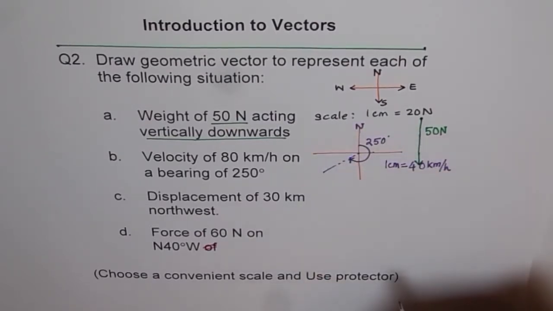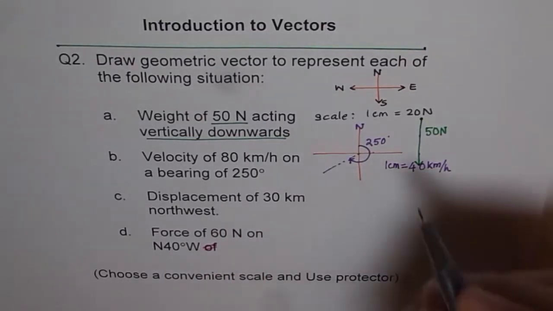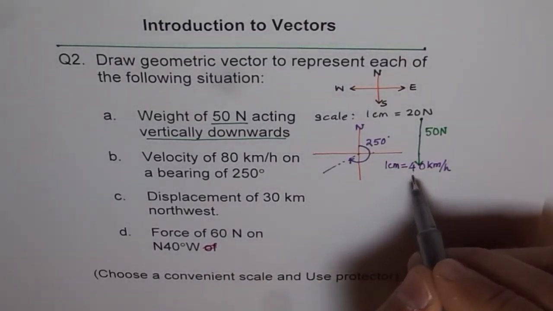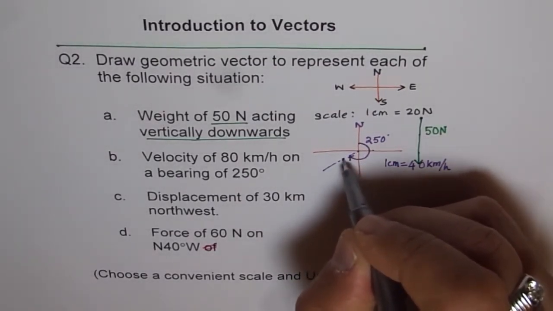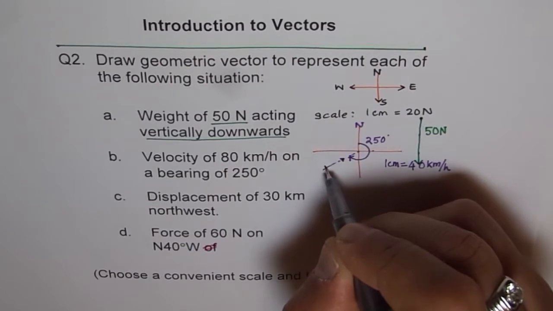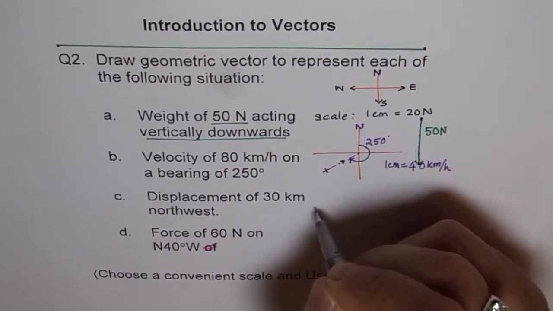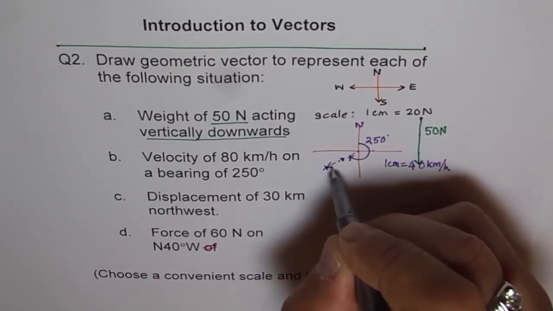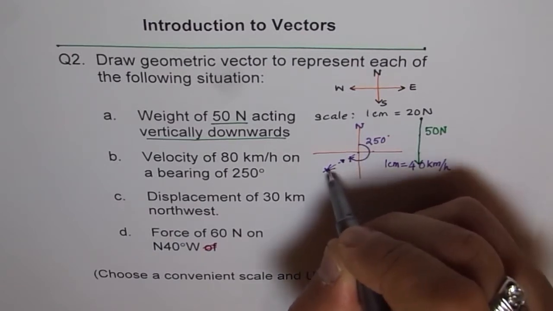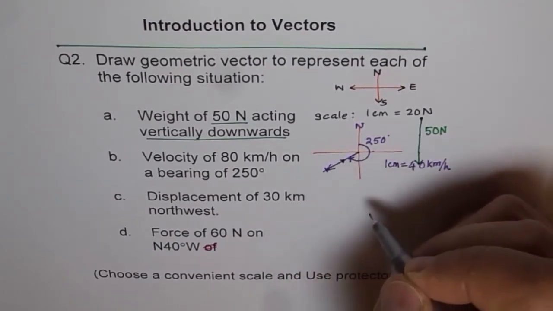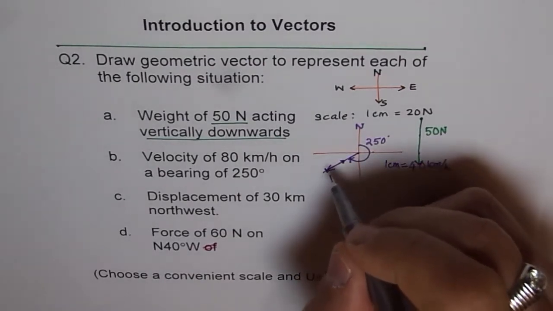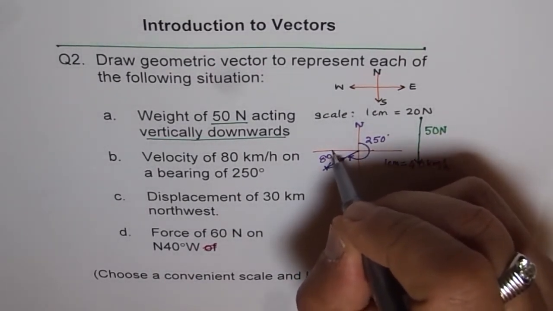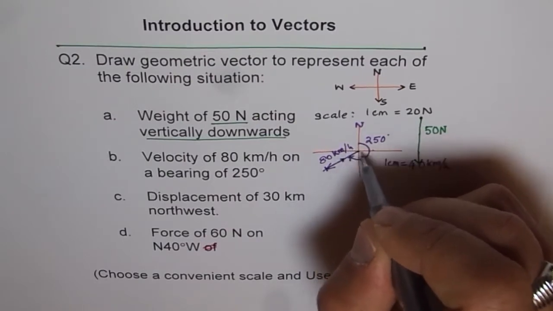So we get the direction and the velocity is 80 kilometers. Now use your scale of 1 centimeter and 2 units. So 1 centimeter, let's say this is my 1 centimeter, right? And then another centimeter. So these are my 2 centimeters, which will give me 80 kilometers. Now I can join this line here. So that's the initial position, terminating position, and I get 80 kilometers per hour.